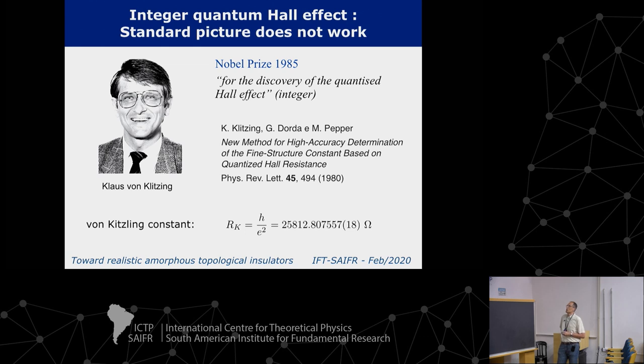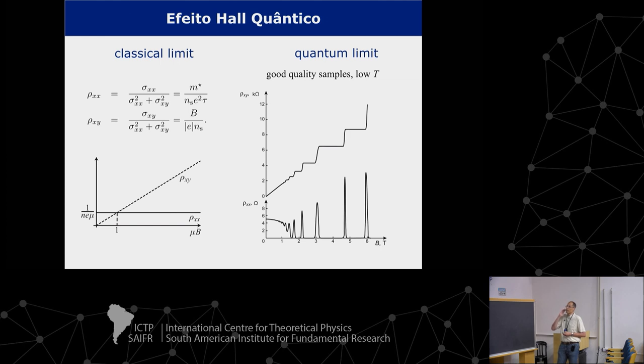So what is the integer quantum Hall effect? The integer quantum Hall effect in the sketch is like that. I explained to you very quickly that in the classical limit, you can calculate the longitudinal resistivity or the transversal resistivity, and it gives you these two curves. With good quality samples in 2D and low temperatures, what you see is that this transversal resistivity starts like that, but then it develops these steps, right? The average is the same, but it has these funny steps. And the steps are quantized and proportional to this von Klitzing constant.